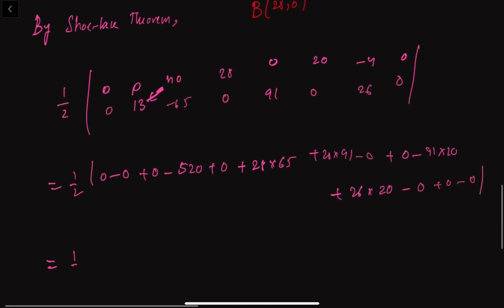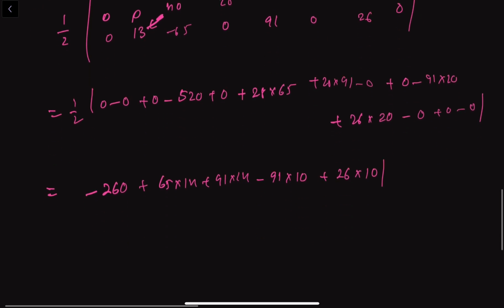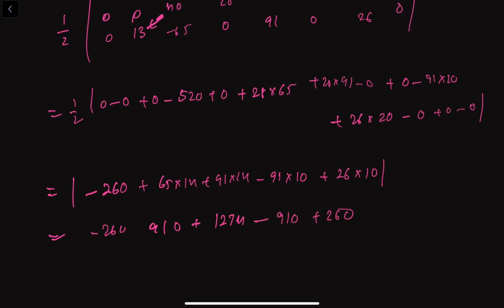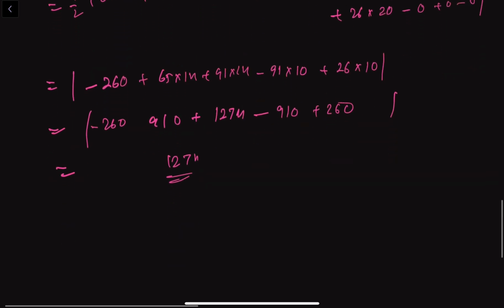So that means it is half of minus 260 plus 65 into 14, plus 91 into 14, minus 91 into 10, plus 26 into 10. So that would be 14 5s are 70, 14 6s are 84, so 910, plus 14 1s are 14, 14 9s are 126, so 1274, minus 910, plus 260, minus 260. So it will just be 1274. So 1274 is the area in the regular Cartesian system.